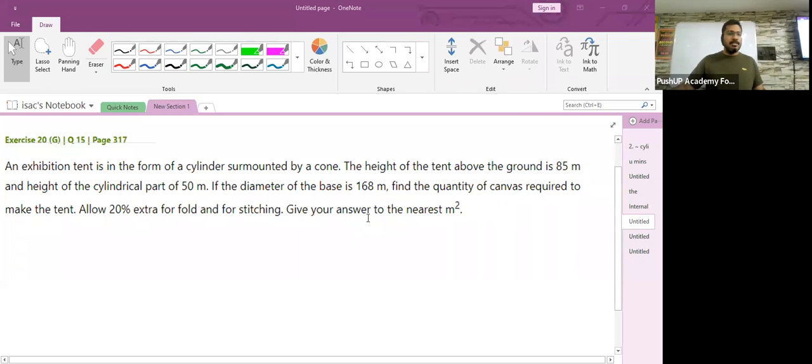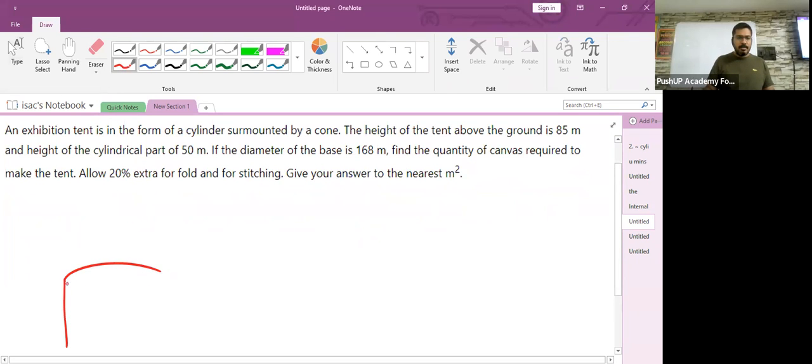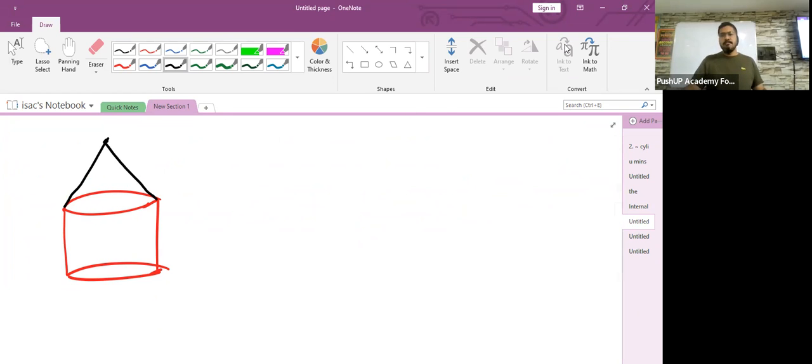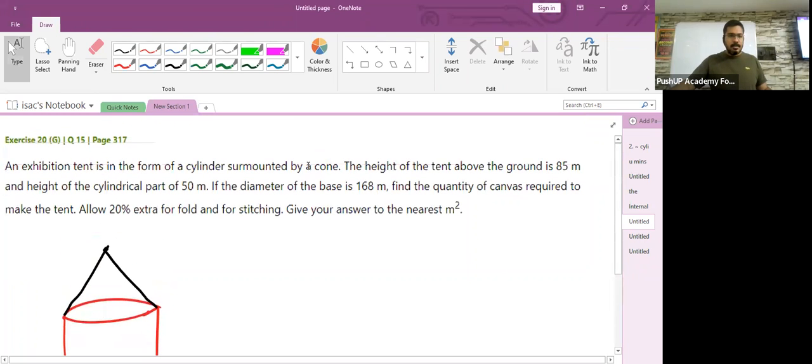An exhibition tent is in the form of a cylinder surmounted by a cone. So this is how your diagram will look like. Cylindrical shape at the bottom and conical shape on the top. Okay, now let's write out the dimensions.